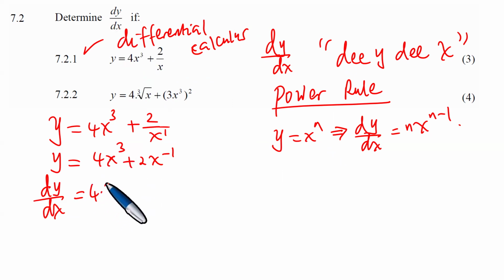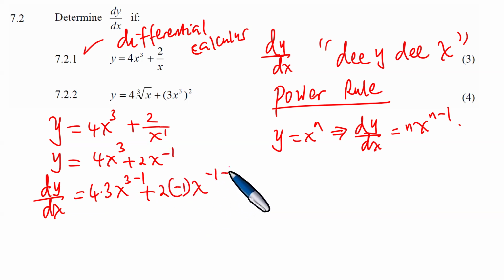So you have 4 times 3, and it becomes x to the power 3 minus 1. You always drop the n and then subtract 1 from the power. The power is 3 here. You drop 3 and you subtract 1 from 3. And for the 2 times x to the minus 1, we drop the power minus 1 and we subtract 1, like so.